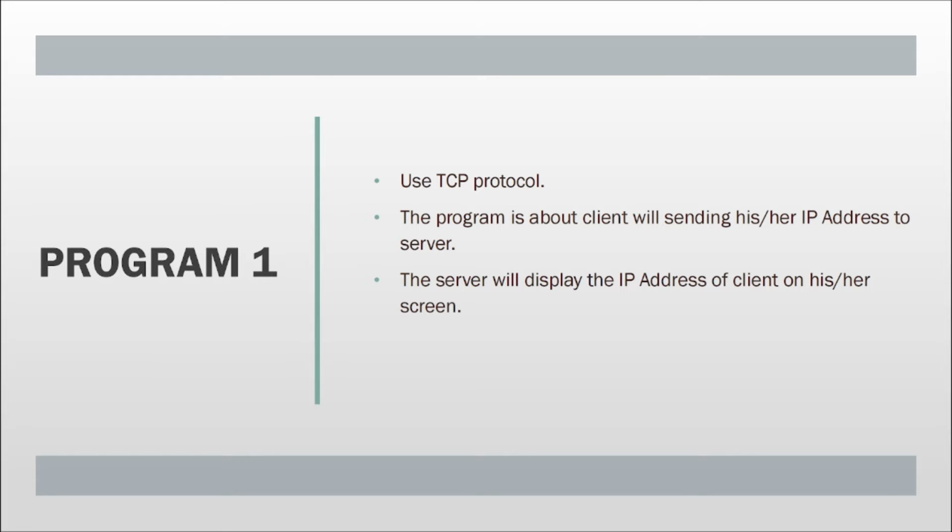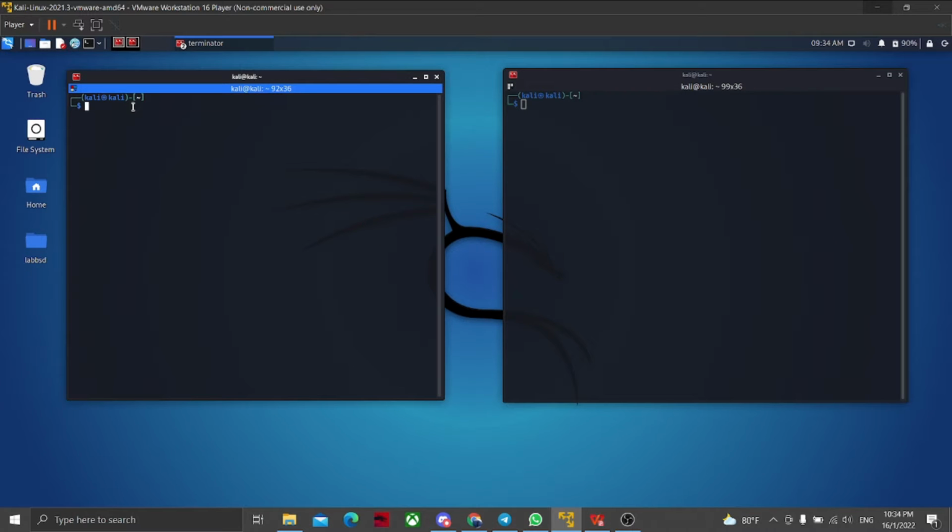Today we're gonna present you about our program. First, we're gonna look at our program one. In this program, we're gonna use the TCP protocol. The program is about the client sending his or her IP address to the server, and then the server will display the IP address of the client on his or her screen. So this is our program one.